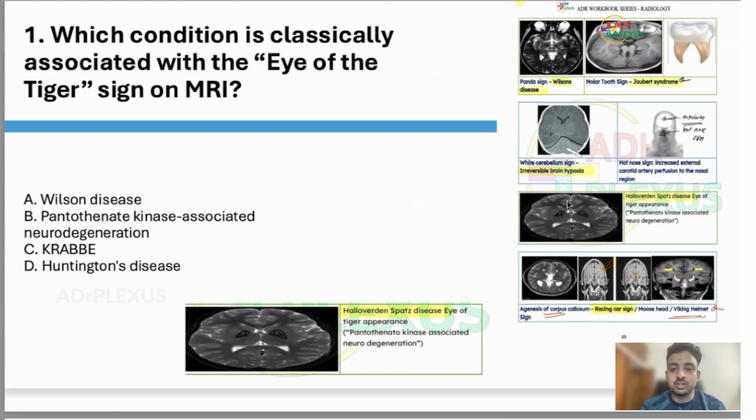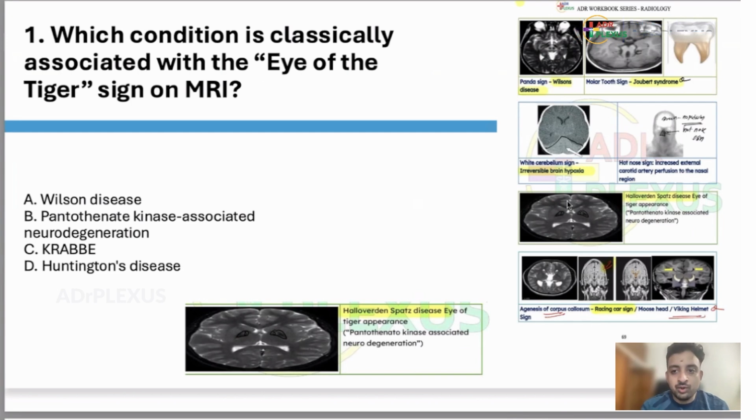That disease is because of the deficiency of pantothenate kinase associated enzyme. So when the pantothenate kinase enzyme is deficient, it will result in pantothenate kinase associated neurodegeneration. So the answer is PKAN, or pantothenate kinase associated neurodegeneration.